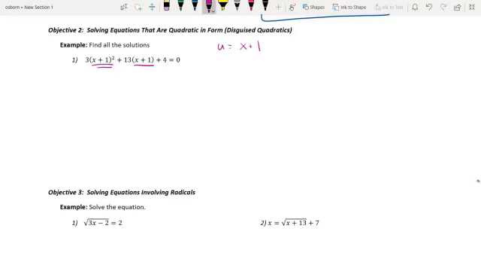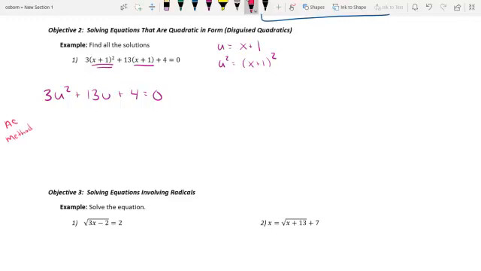Alright, so if u is equal to x plus 1, then u squared would simply be the x plus 1 value being squared. So I can rewrite this as 3u squared plus 13u plus 4 is equal to 0. At this point, I can use the AC method to factor this out. So hopefully you guys remember the AC method from intermediate algebra.